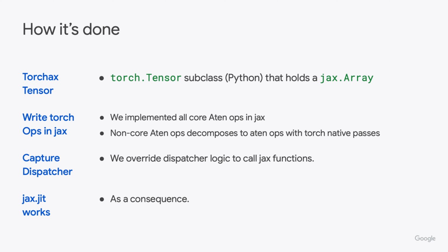So the final piece is a dispatcher hook where we capture what is the current PyTorch op which is running, and then we substitute that with our JAX implementation. And then jax.jit also works.